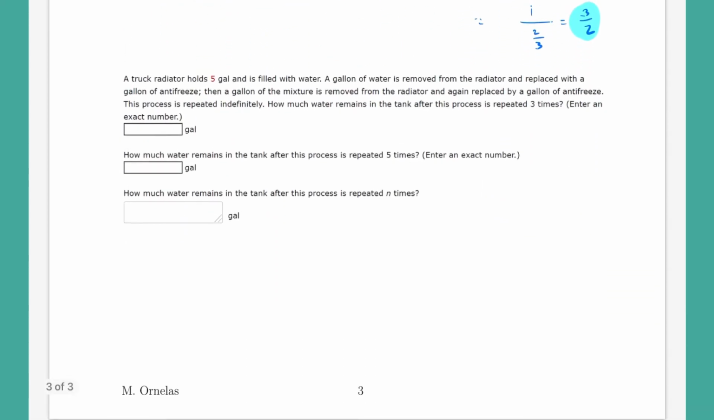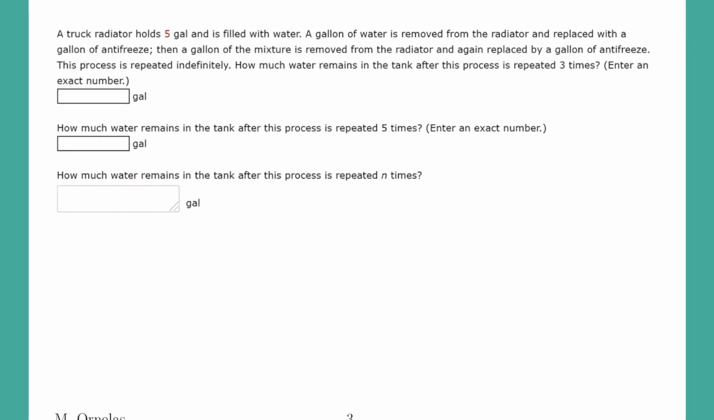Moving down to this last problem, it says a truck radiator holds 5 gallons and it is filled with water. A gallon of water is removed from the radiator and replaced with a gallon of antifreeze. Then a gallon of the mixture is removed from the radiator and again replaced by a gallon of antifreeze. This process is repeated indefinitely. How much water remains in the tank after this process is repeated 3 times?